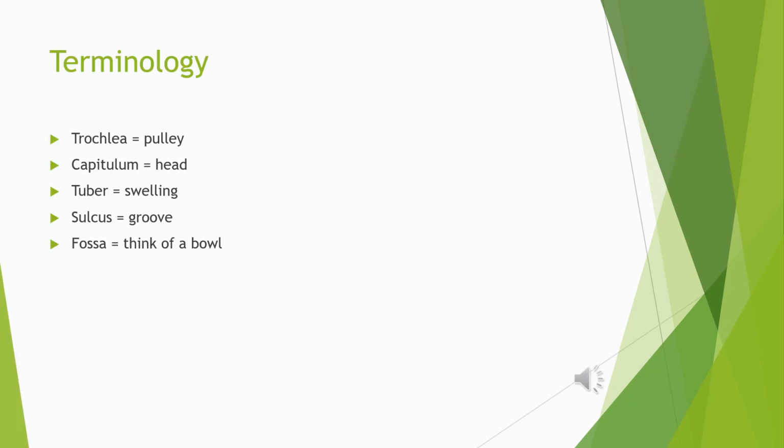So when you deal with osteology, you see some pretty funky names. So just to make it more relatable, I put some terminology of what they mean, at least for me, just to relate it to common day objects, to make it more relatable and maybe easier to memorize. So trochlea is like a pulley, capitulum is like the head, a tuber, anything with tuber, tuberosity or tubercle is like a swelling, a sulcus is like a groove, and a fossa, when you think of a bowl or ditch, it's just the circular indentation into something. So now that we've covered some basic terminology, we can now start dealing with the actual bones.